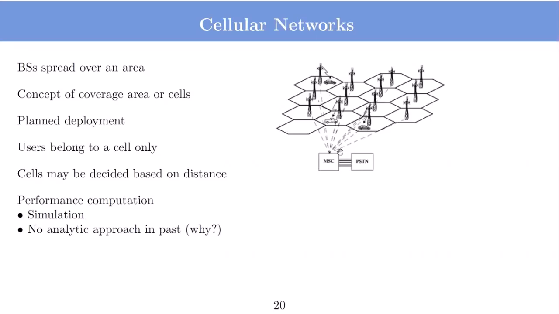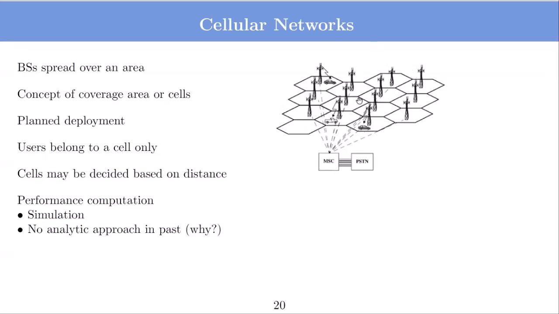Then the user belongs to one cell only, and when it wants to communicate with any other user, it first connects to the tower, and the tower is connected via a backhaul link, a wired link, to other towers, and then from that tower it talks to the other user.